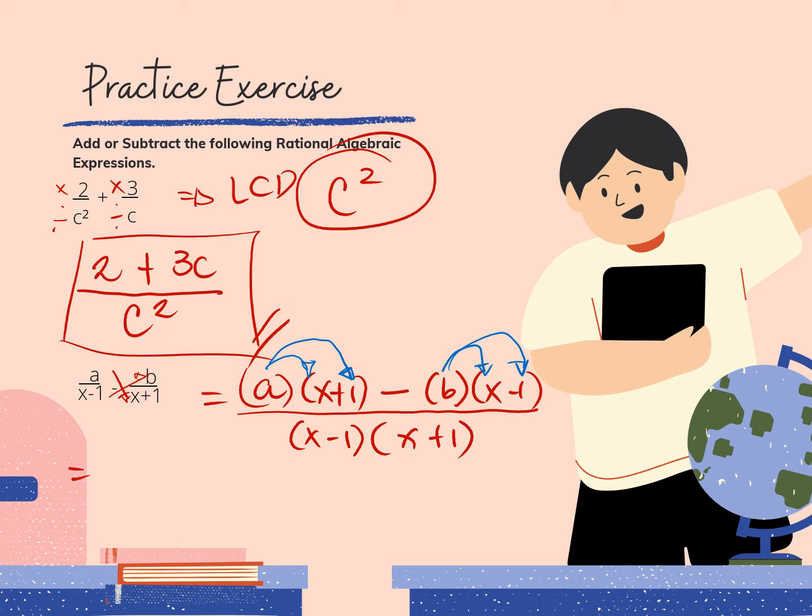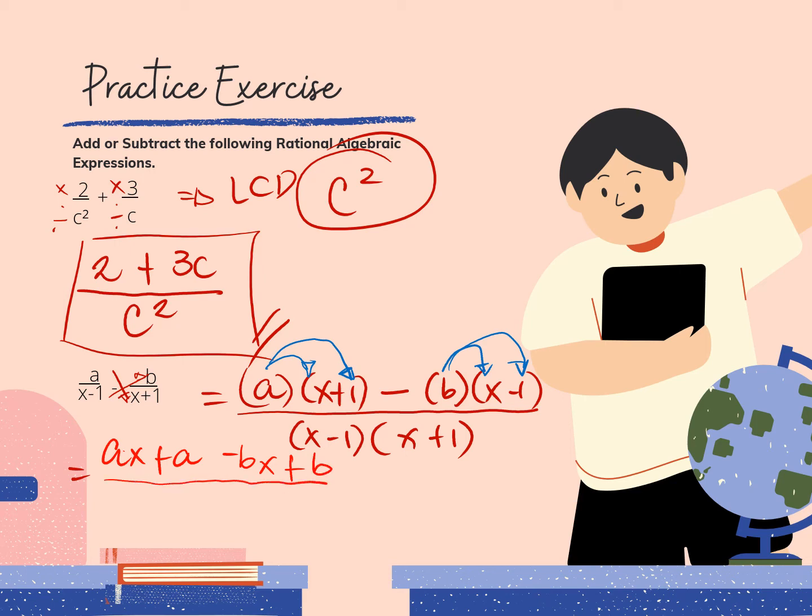So, A times X will be AX. Diretso na natin. So, we have AX, A times 1, so positive A. Next, so minus to, no? So, B times X, so minus BX. And then, B times negative 1, so that is negative B, and negative, negative, so that will be plus B, because we know that negative times negative is positive.